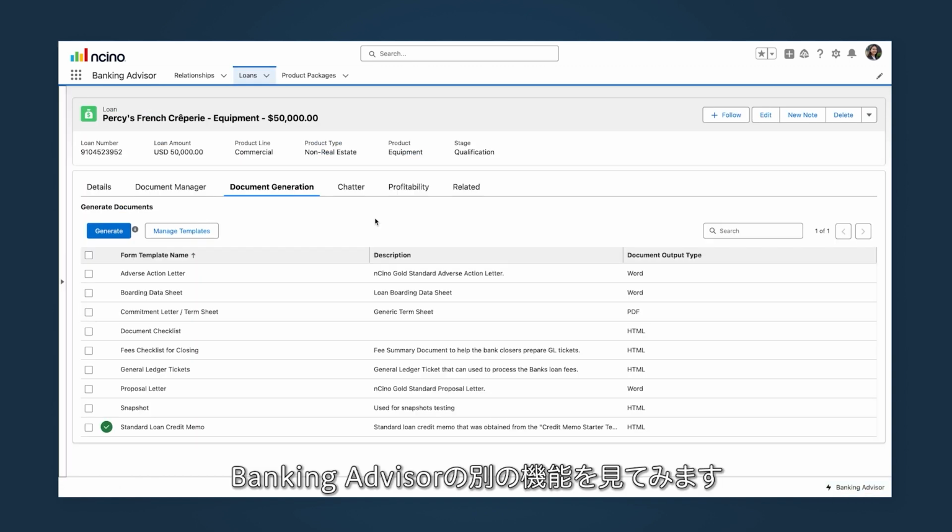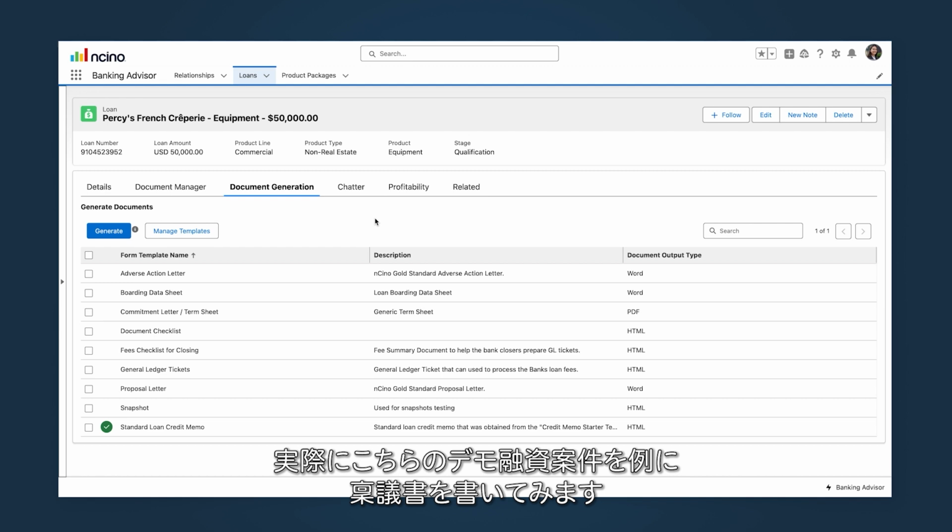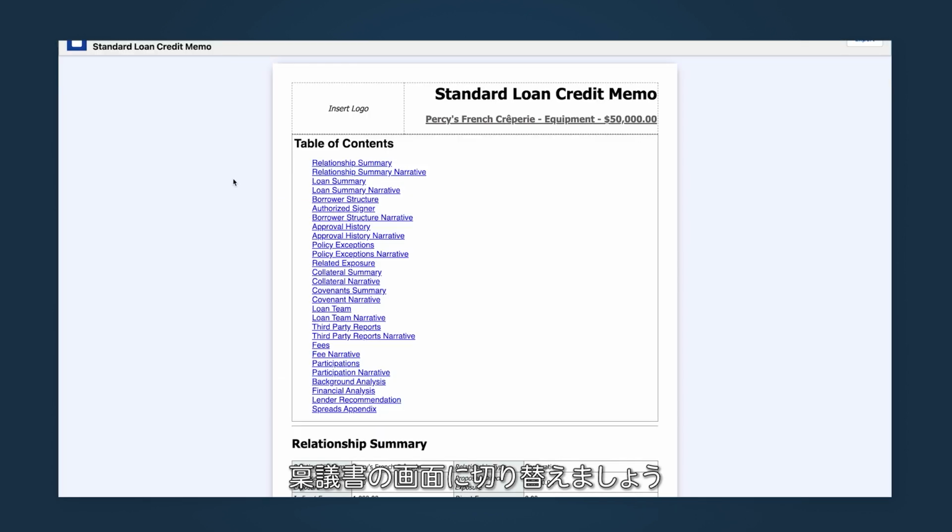Let's take a look at the second skill Banking Advisor has. So we're actually able to write narratives with AI. So we're going to take this example loan and write a credit memo for it. So let's jump over to the credit memo.